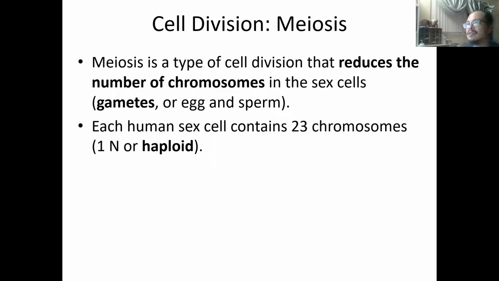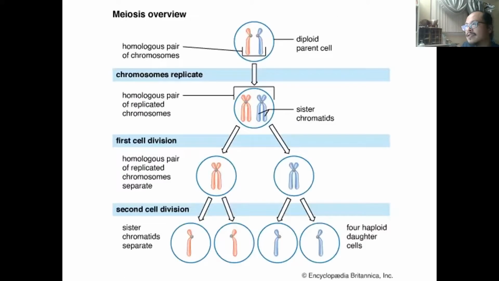These sex cells, we also call them gametes. Collectively, that's the eggs and the sperm cells. There will be only 23 chromosomes. We call it 1N, not 2N, or we call them haploid cells. So that is meiosis. So how does meiosis work? Meiosis basically goes through two divisions.